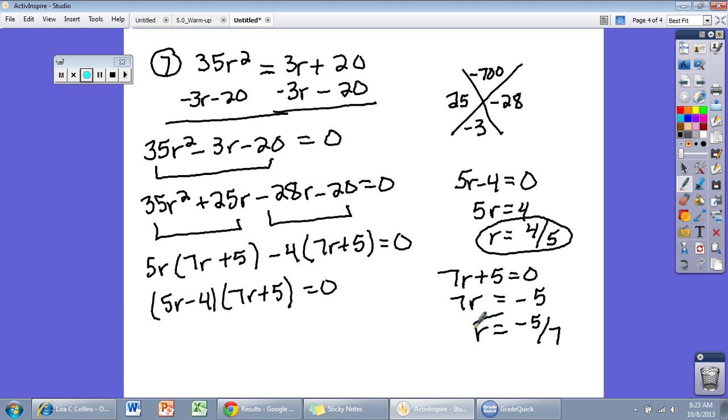One thing that's important is to keep track of vocabulary here. 5r minus 4 is a factor. A solution is 4 over 5. So those words mean different things.